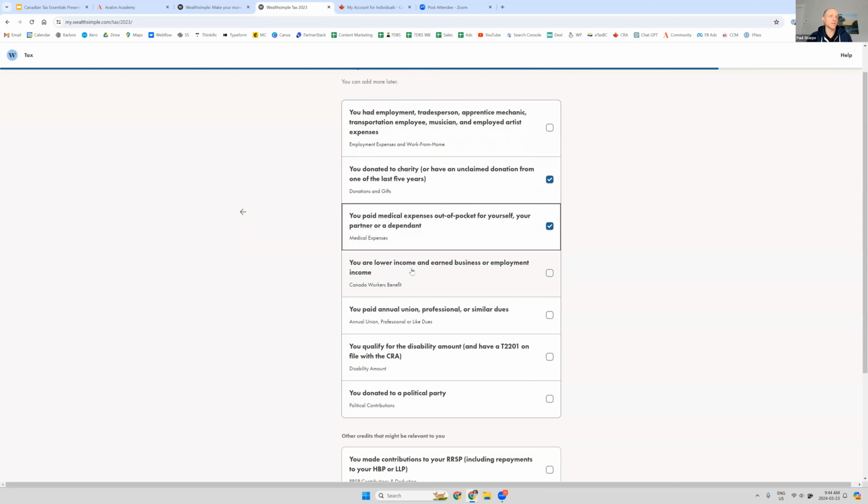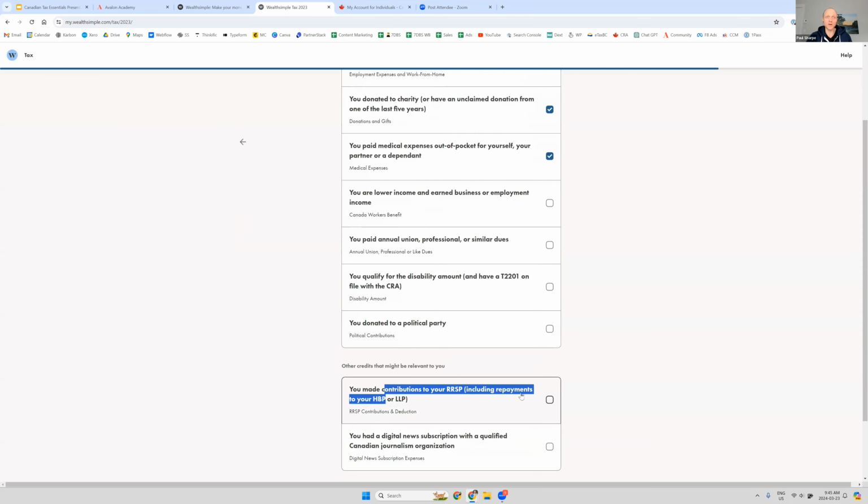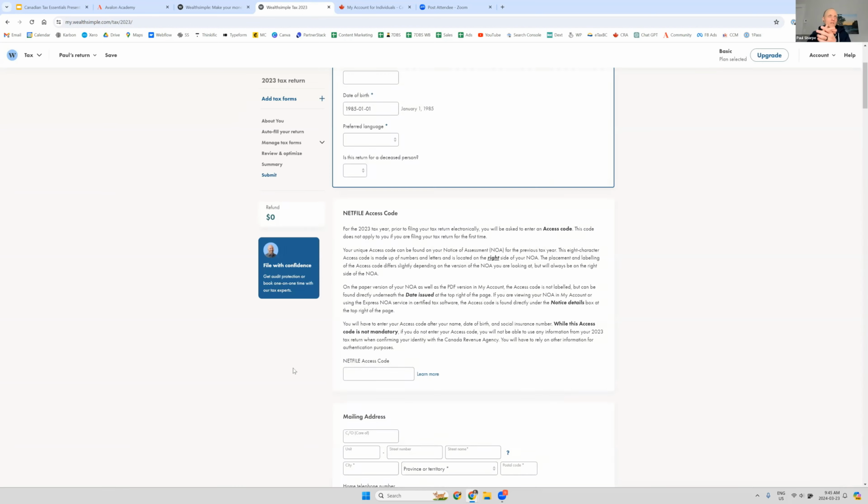If you have low income and you're employed, you can claim this Canada Workers Benefit. You donated to a political party. You can claim a tax credit for that. Or if you had RRSP contributions or Home Buyers' Plan or Lifelong Learning, these are different things about RRSP, but we'll just say that we had RRSP contributions. Or if you had a digital news subscription. So let's say I had a Globe and Mail subscription. And then it's going to put it all together.